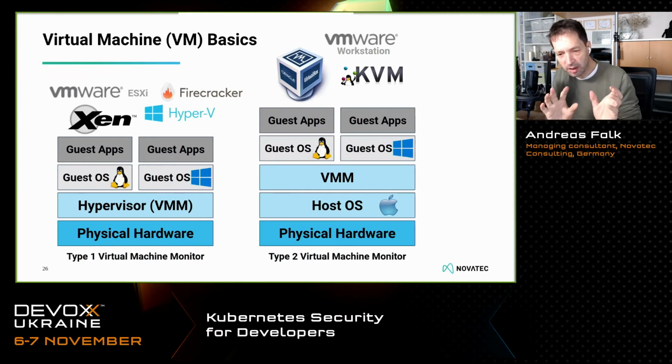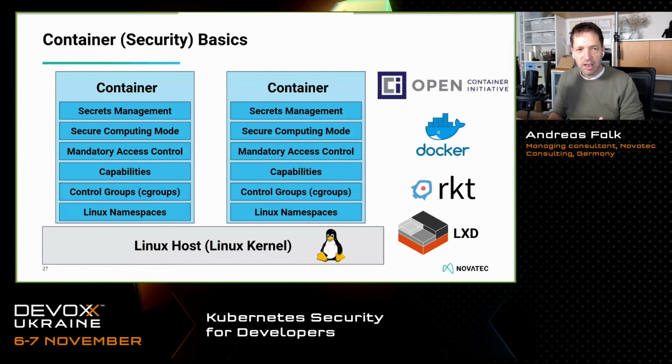But alternative 1 and alternative 2 both offer strict isolation between your guest operating systems. So it's not possible to see a process running on one guest operating system from the other guest operating system. We will now see how this looks when you're using Linux containers.